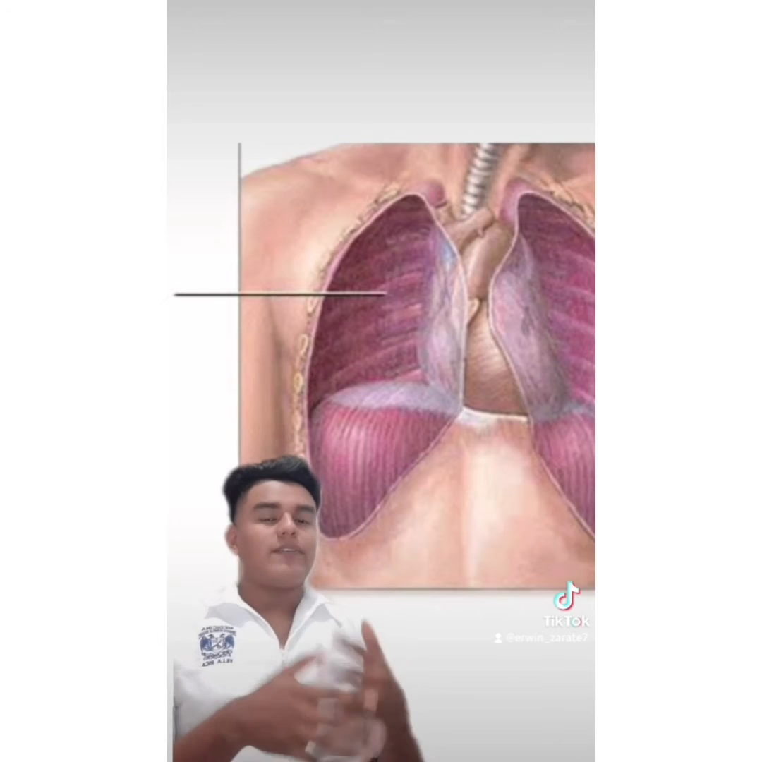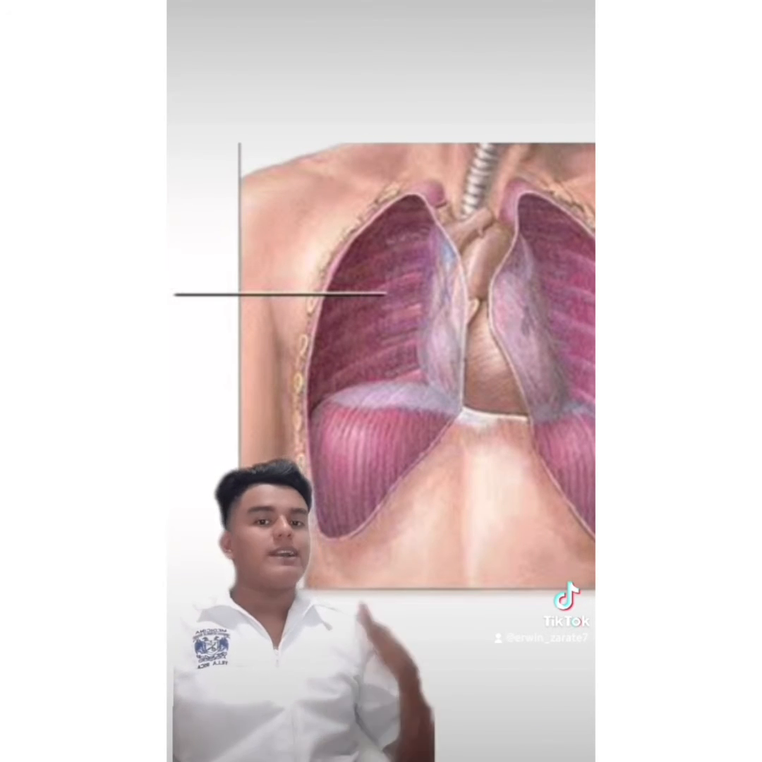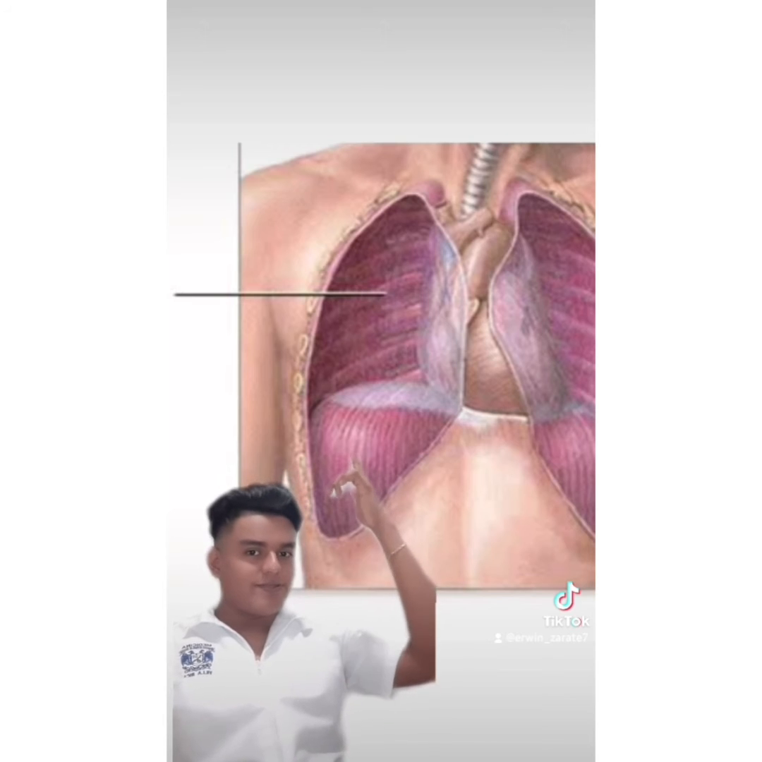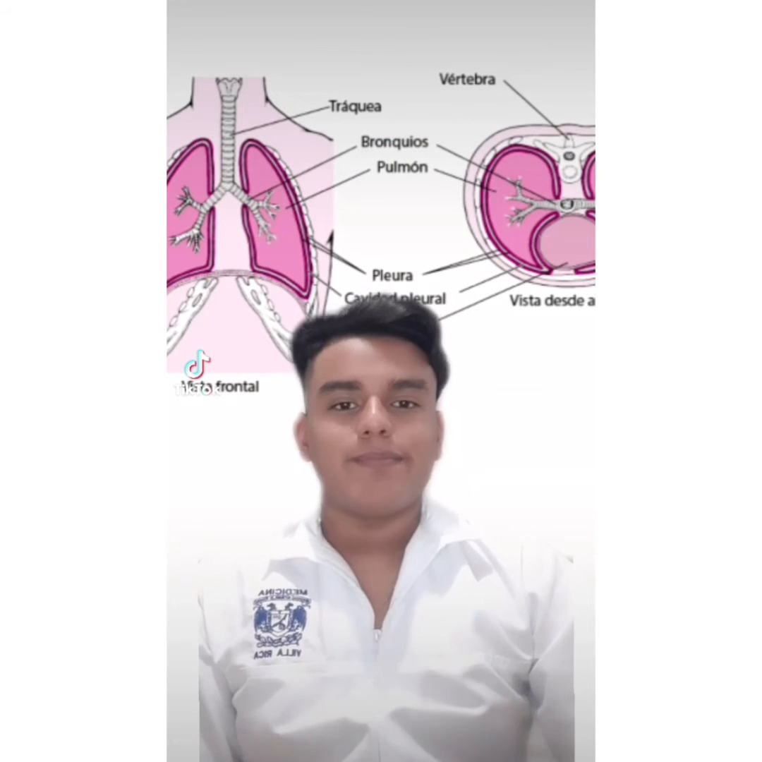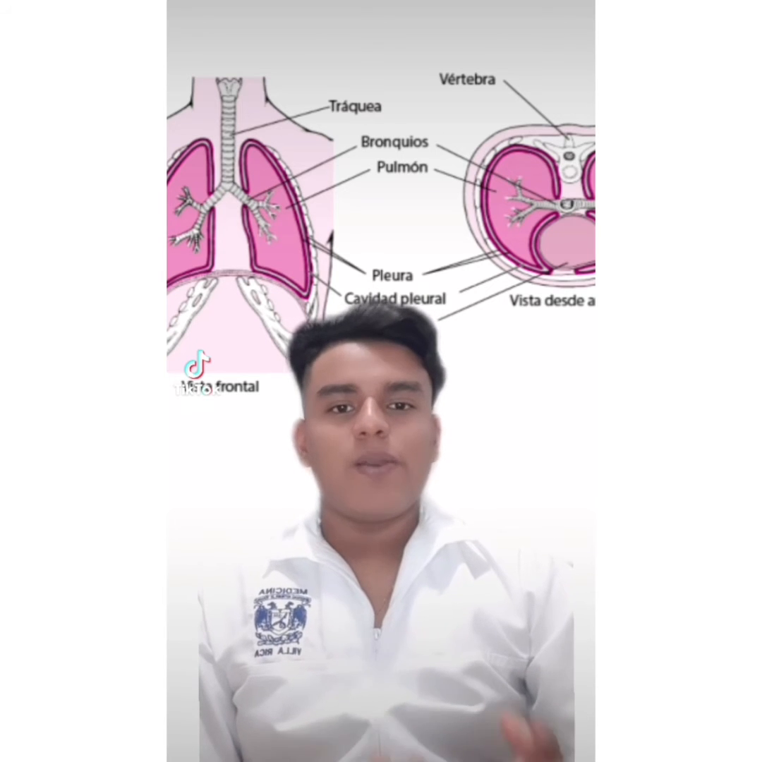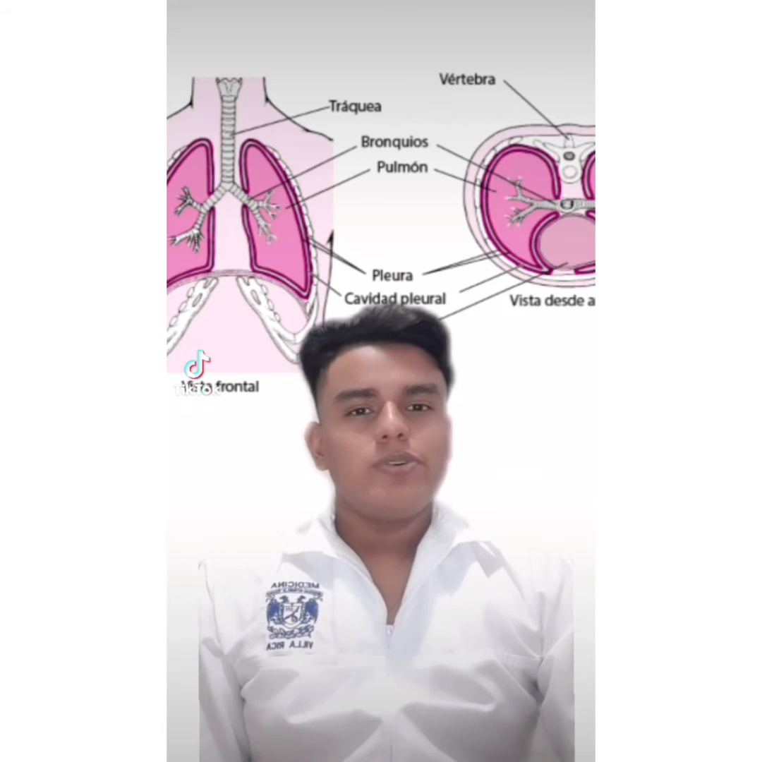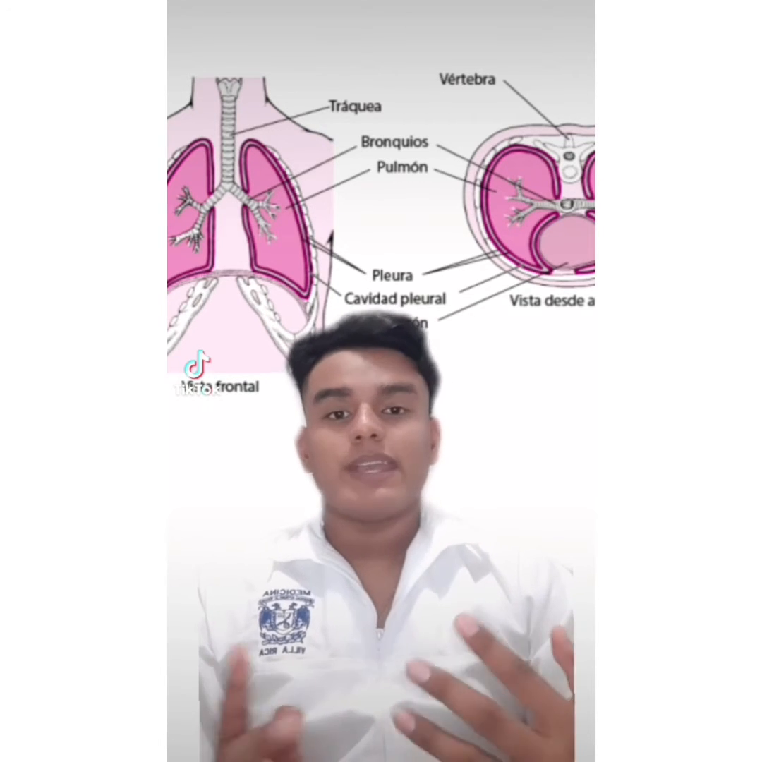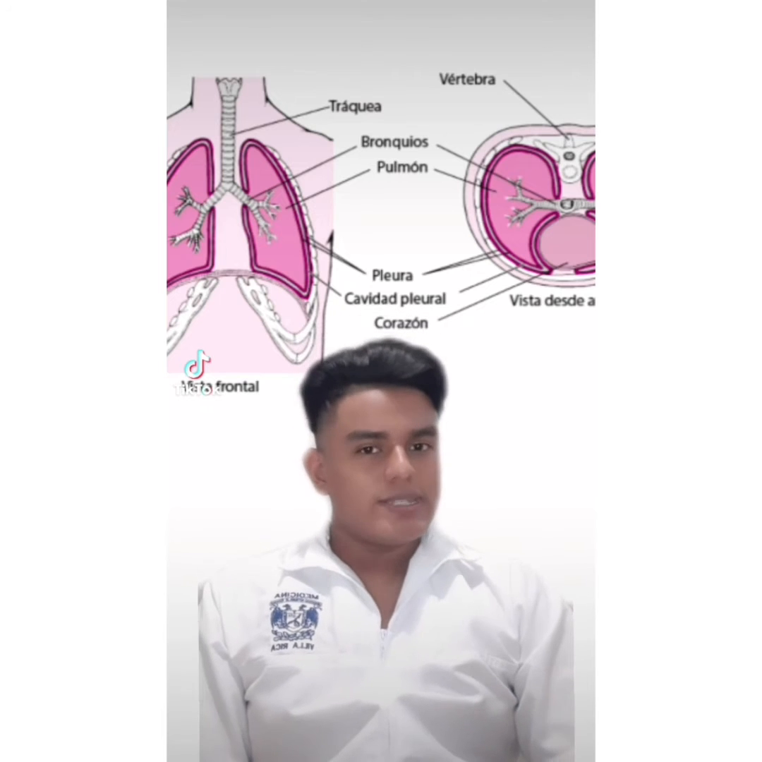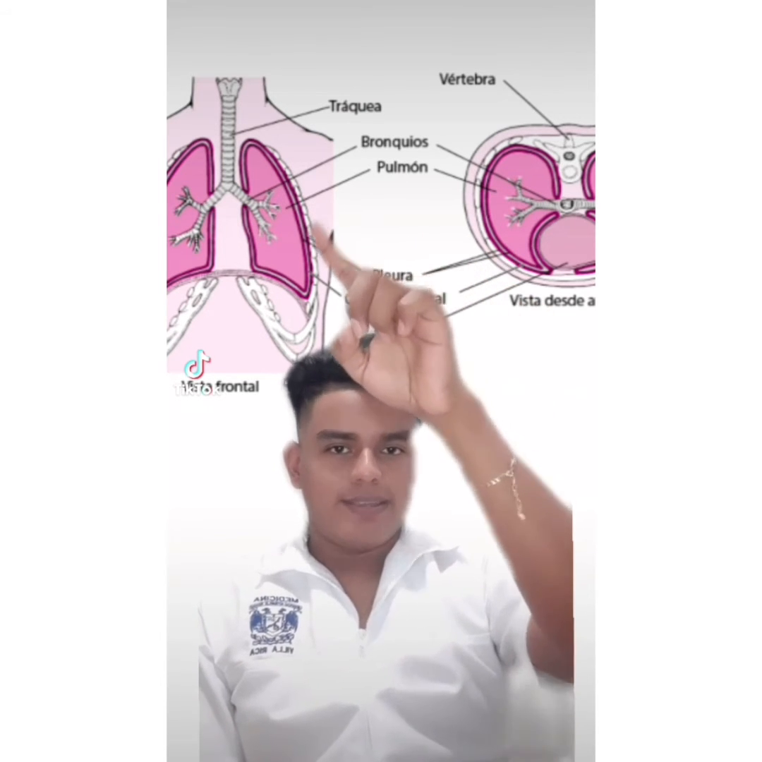Here we have an image where we can see where the pleural cavities are. In fact, the parietal pleura is sensitive to pain, whereas the visceral pleura is not, and the two pleural cavities are separated from each other by the mediastinum, as you can see in this picture, here and here.